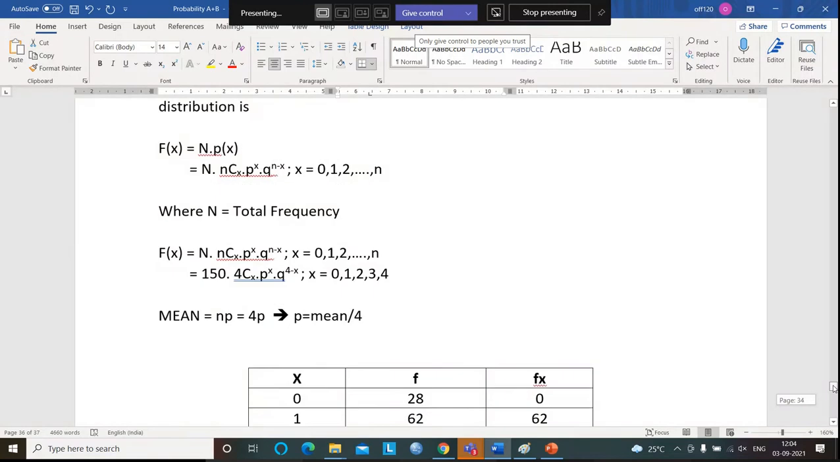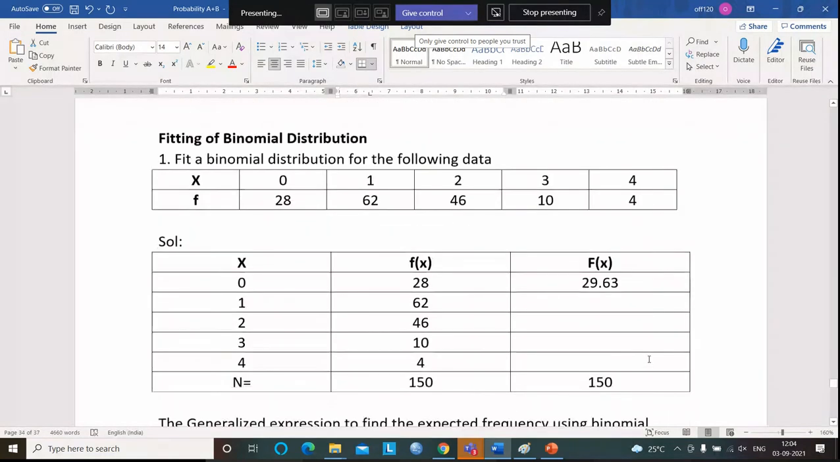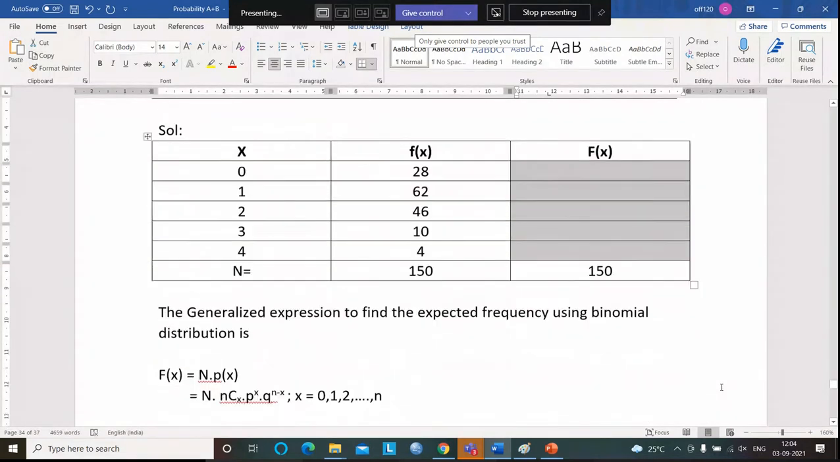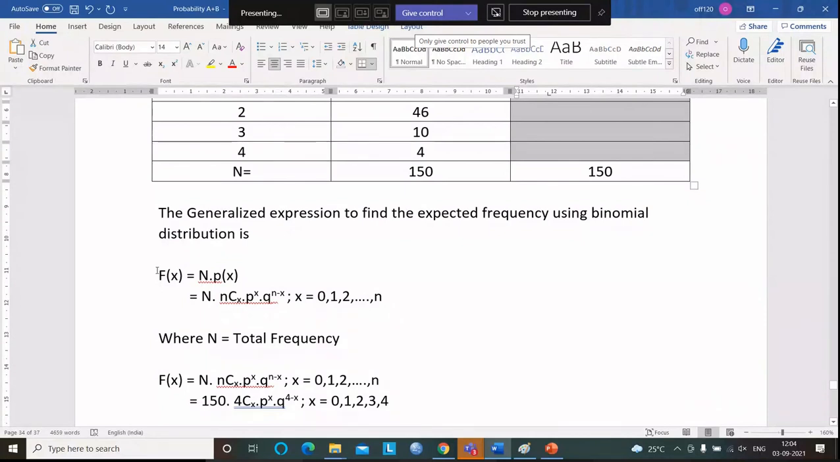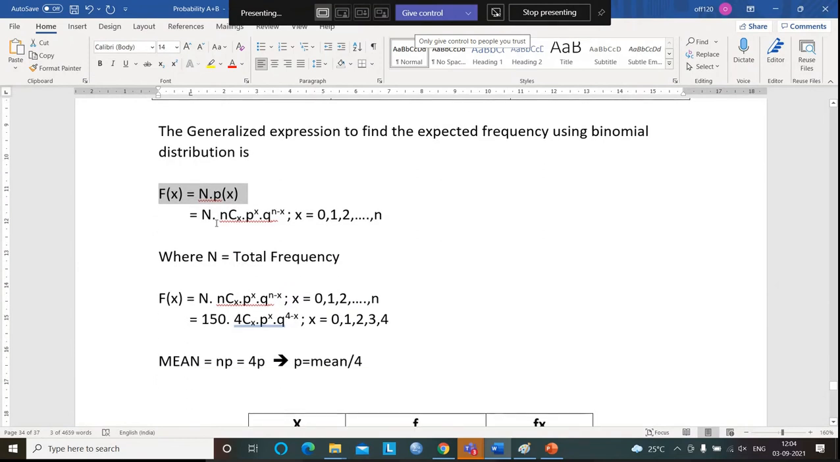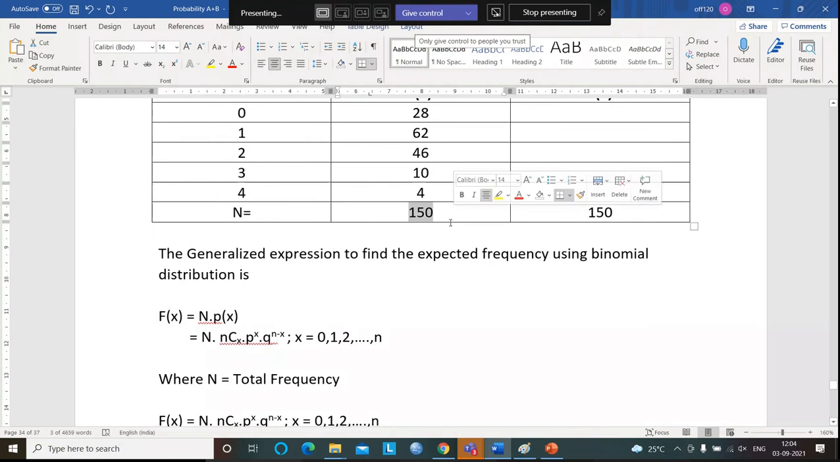See, what did we do here? We were given a problem and asked to fit a binomial distribution to it. That means whether this problem is a best fit for binomial distribution or not. To find the expected frequencies and get the total as 150, we are trying to find out whether it is 150 or not. We have taken a generalized expression. What is the formula of capital F of X? It is capital N into P of X. What is n here? Total is 150.